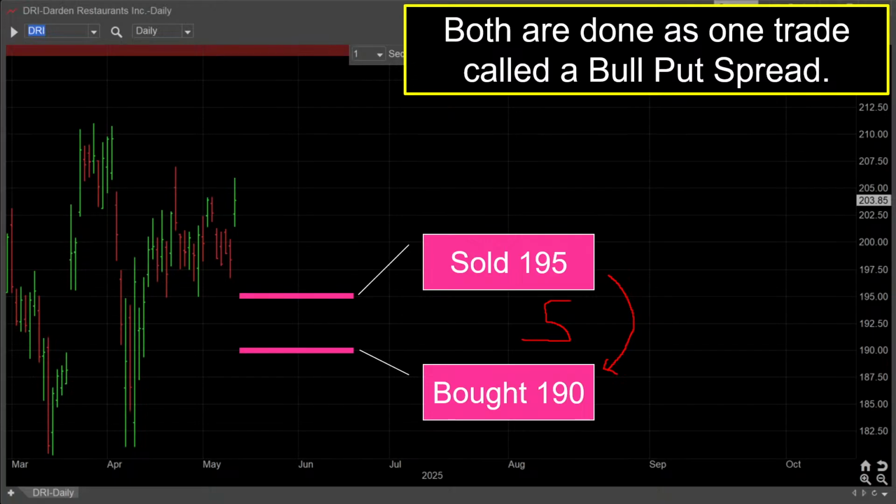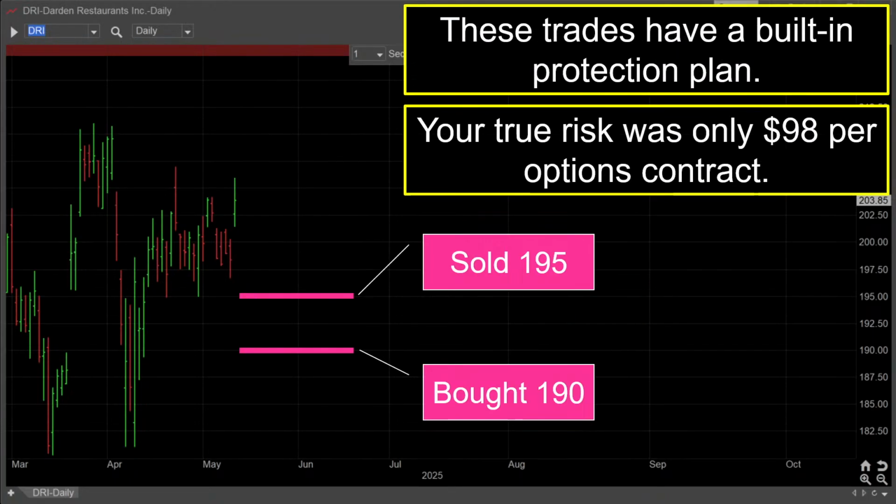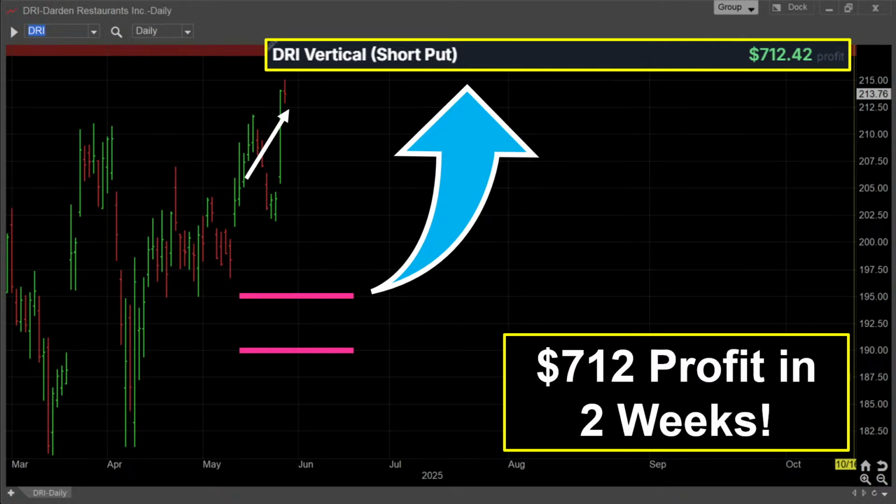Now, these trades, like we talked about, have a built-in protection plan. All I've got to have for this trade to win is to simply stay above 195. And we did. The stock went up immediately, not enough to get me profitable, came back down, and then went back up. It took 11 trading days for me to make money on this trade, and I made $712 on the trade. I go for 750, that's after commission. So 712 bucks. It took me 2 weeks to make that trade.